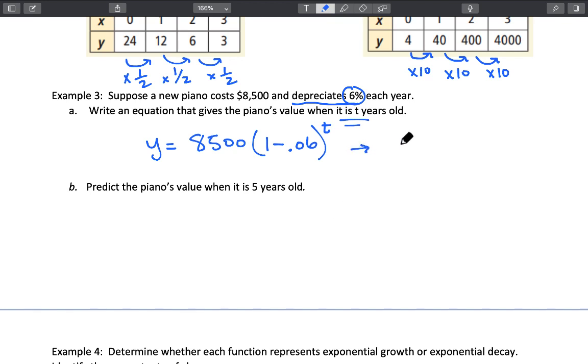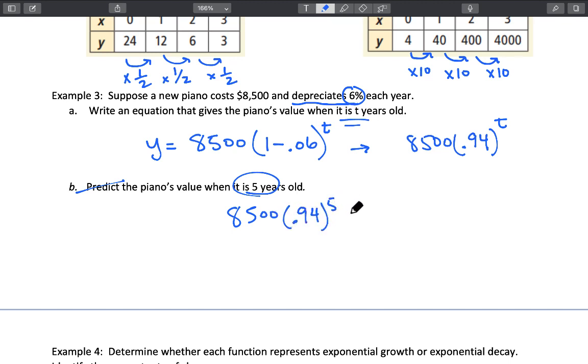All right, if we clean that up just a little bit, we got 8,500 times 0.94 to the t. Again, my growth ratio here, or my growth factor, is less than 1, so this initial value is going to be decreasing t years down the road. All right, let's actually calculate the value of the piano 5 years from now. That would be 8,500 times 0.94 to the 5th power. Again, letting our calculator do that work, we should come up with $6,238 and a little bit of change.